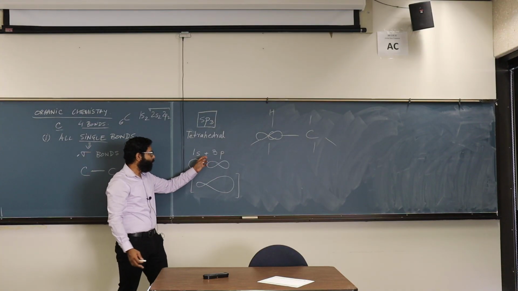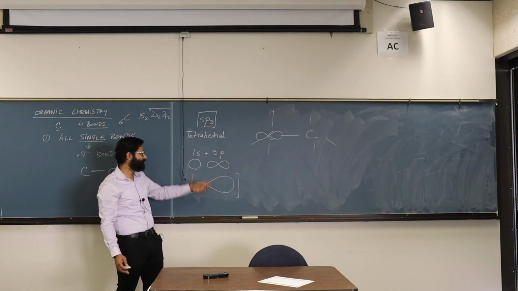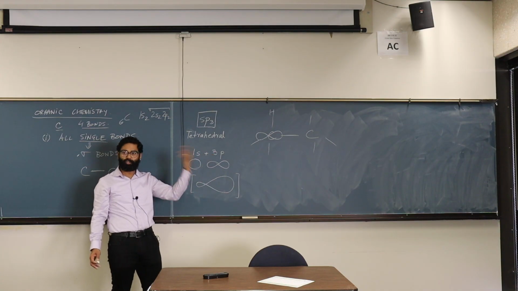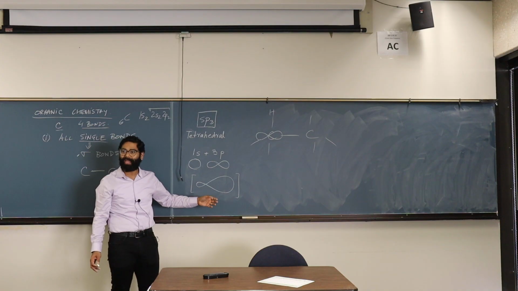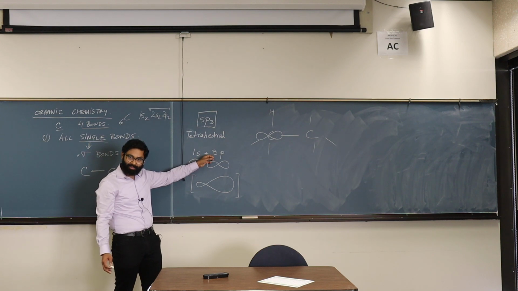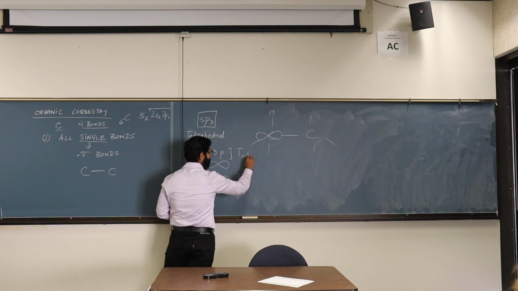So how many orbitals were actually involved in this sp3? How many orbitals? In number, 1s and 3p. So total 4 orbitals were involved. How many sp3 orbitals will you get? 4. You got 4 orbitals to start with. So total number of orbitals were how much?